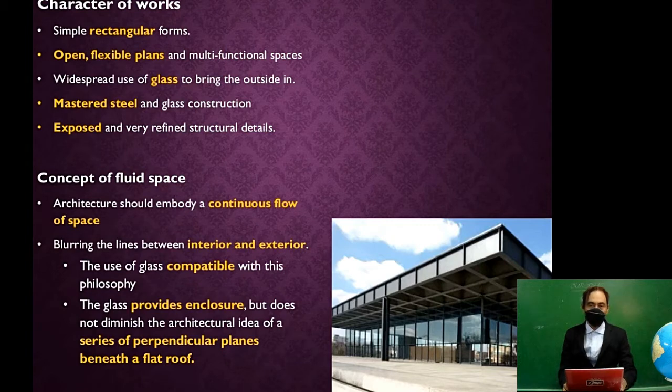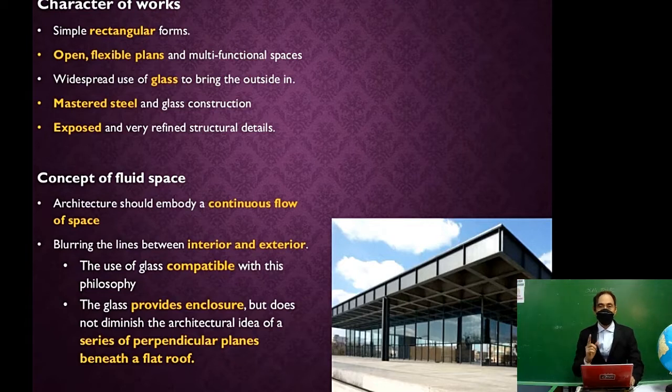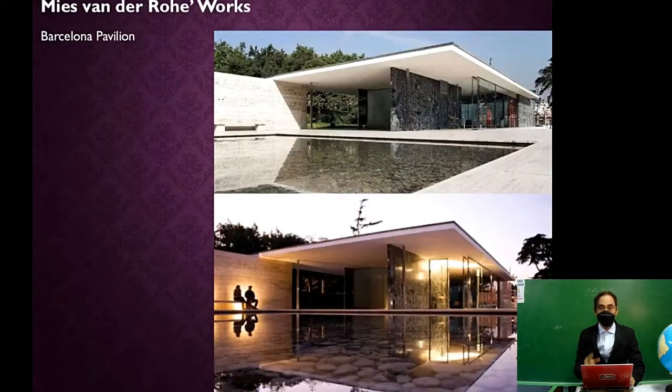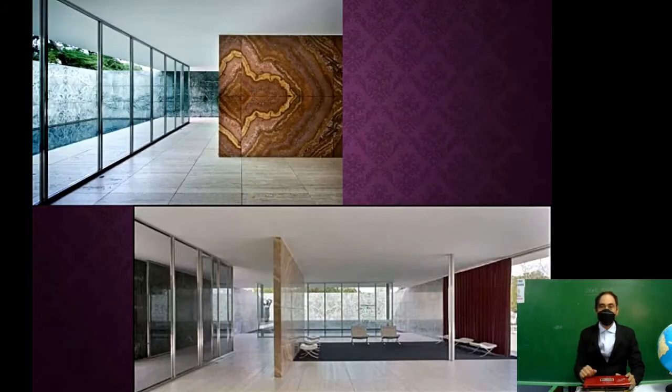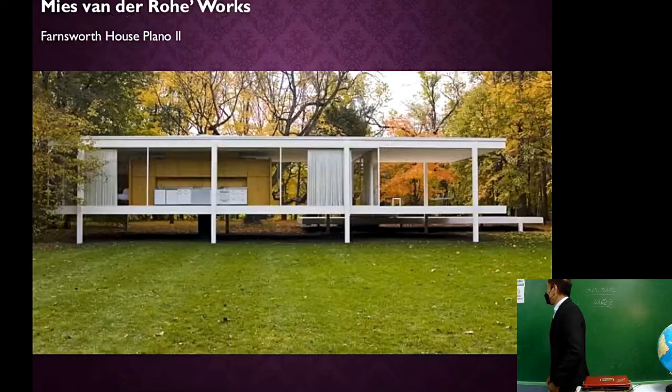His character of work: simple rectangular in forms, open flexible plan, use of glass, mustard steel, exposed and very refined structural details. Here are Mies van der Rohe's works: the Barcelona Pavilion, the Farnsworth House.